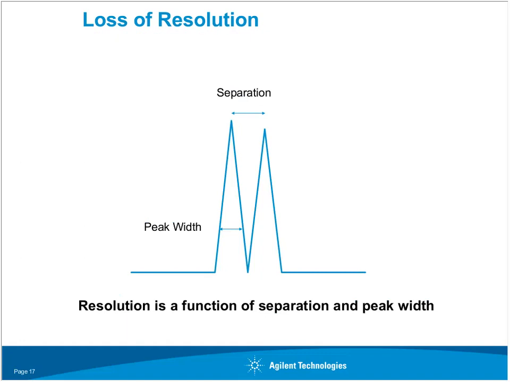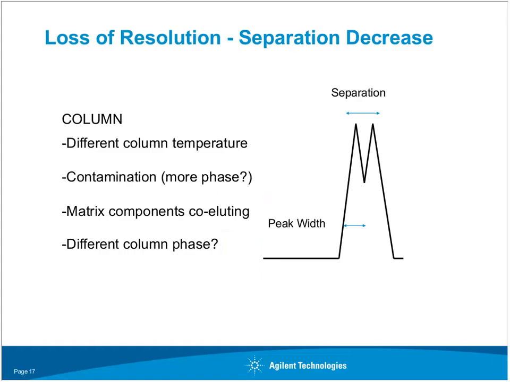Now, if we look at a loss of resolution, here we have separation and peak width, and resolution is a function of separation and peak width. A loss of resolution actually ends up being a separation decrease. And what causes this? The column could be at a different temperature, contamination, more phase. It could be matrix components co-eluting, and it could be just a different column phase. So you want to be careful with this.